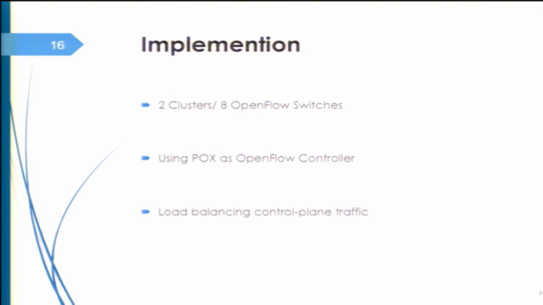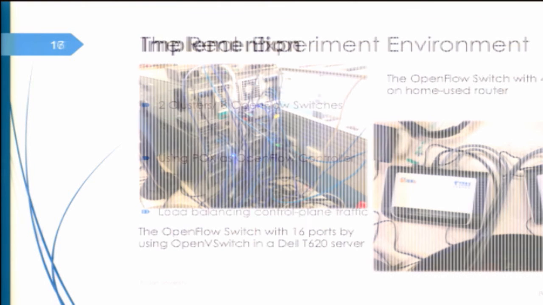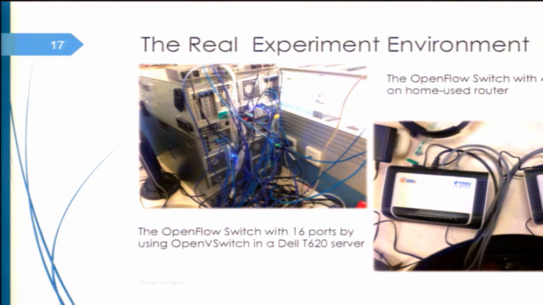It's an open source network operating system. And we revised some code of the POX to control the cluster. With the two machine cluster, we can balance the control plane traffic and verify its effectiveness. That's the environment. The two servers form the control cluster, and we have home used routers as the OpenFlow switches. We have revised the code of the home used routers. It forms the inner SDN network.